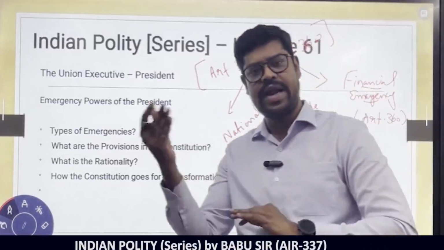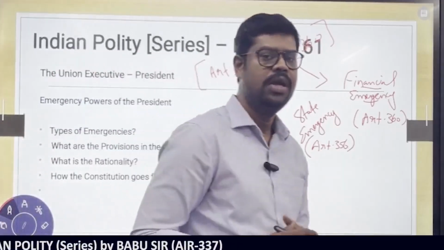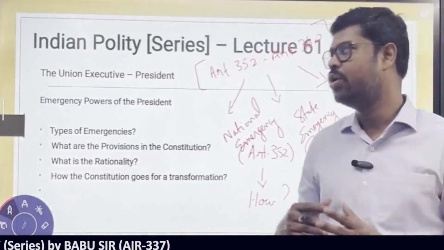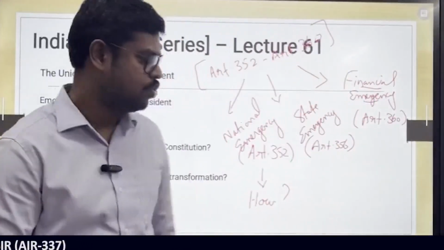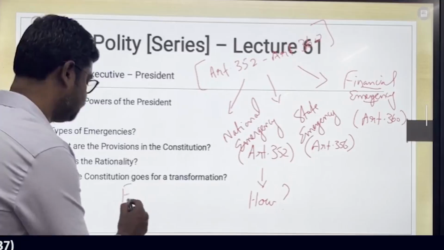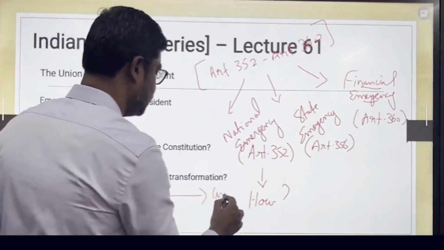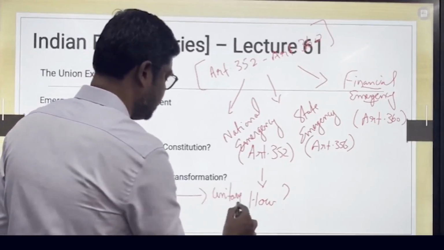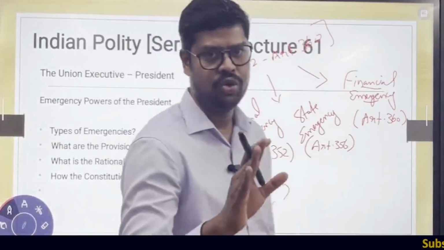The constitution transforms itself. And what kind of transformation does it go for? The constitution transforms more into a unitary form of government. Otherwise, you call India a federal political system. So from a federal political system, it moves towards what is called a unitary political system. Otherwise, you can also say that India is not a truly federal political system. I do agree with that. I'm not saying that India is truly federal.